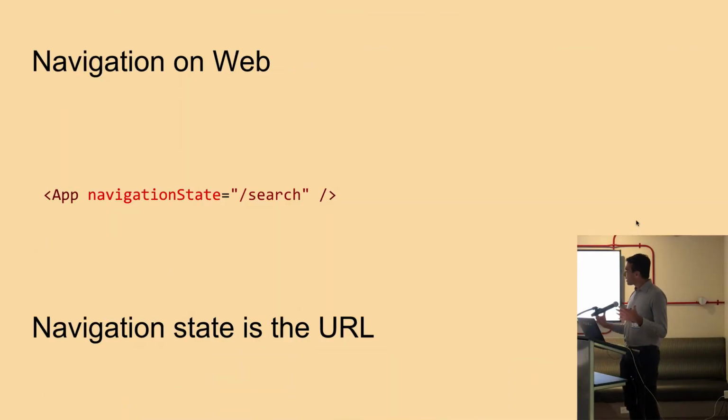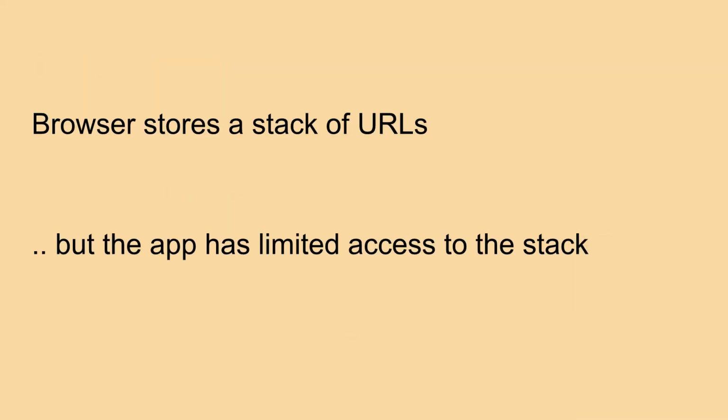So in the case of a website, you can kind of think of your top-level app component as taking a prop, like a navigation state prop. And in this case, we're going to be passing down the URL into your app. And that's going to basically be your navigation state. Right? The whole navigation state is the URL.